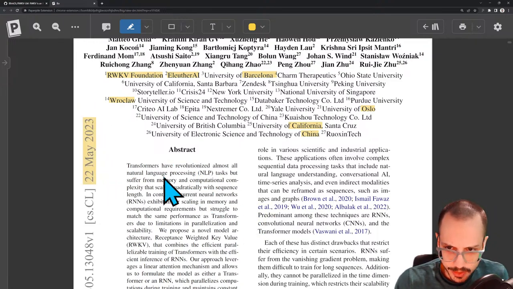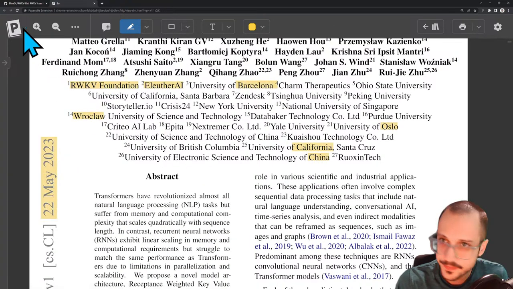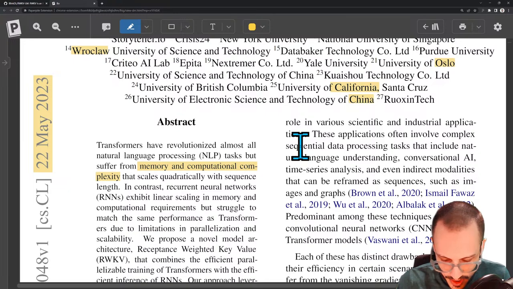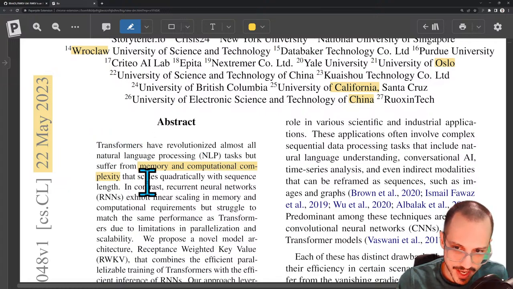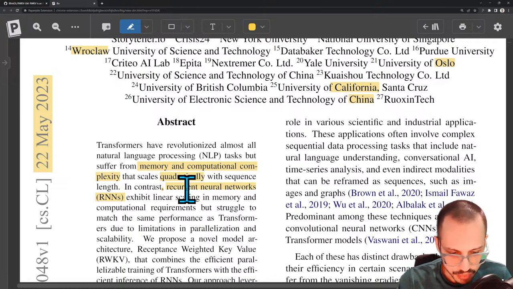So transformers have revolutionized almost all of natural language processing, NLP, but suffer from memory and computational complexity. Memory and computational complexity is basically how long it's going to take and how big your computer needs to be in order to run any kind of algorithm. The problem with transformers is that they have quadratic scaling when it comes to the memory. So there's this fundamental problem with transformers, and people are trying to find all kinds of different solutions. One thing you can do is resurrect a blast from the past called a recurrent neural network. This is something that was much more popular before, but has fallen out of practice.